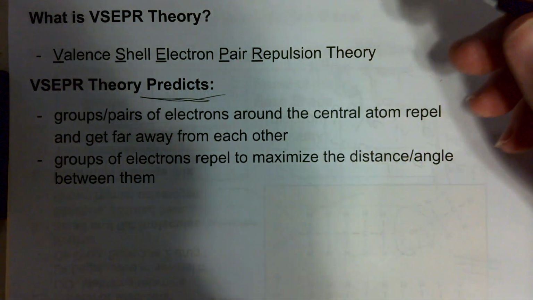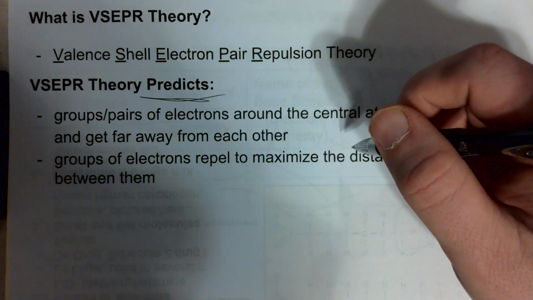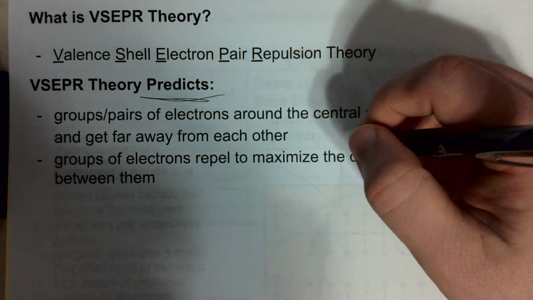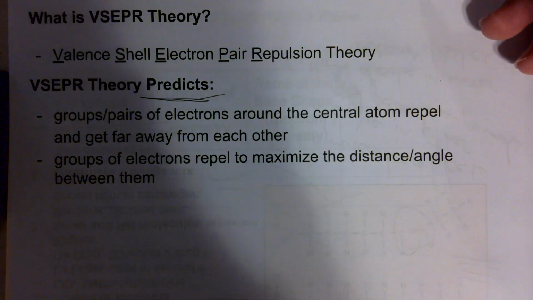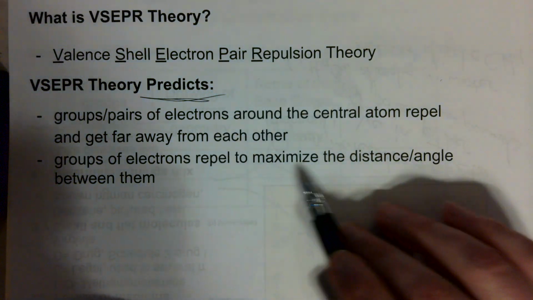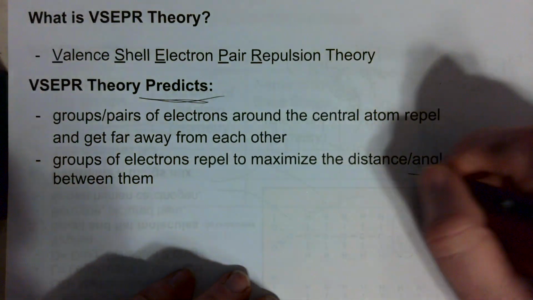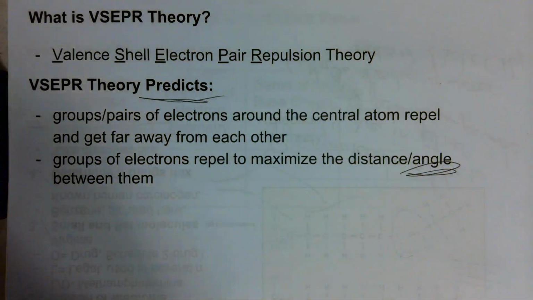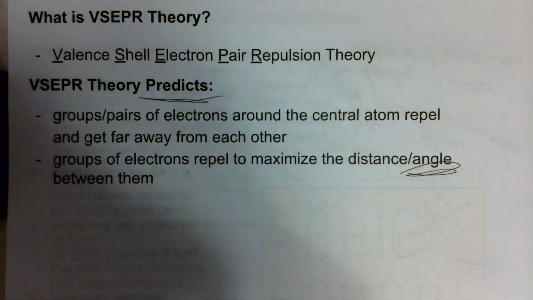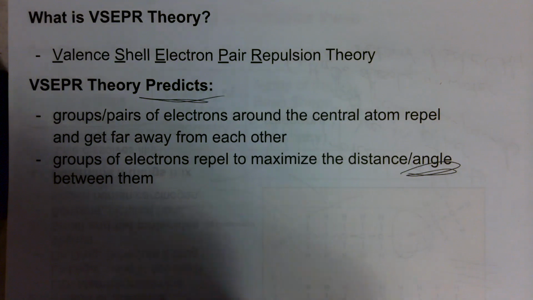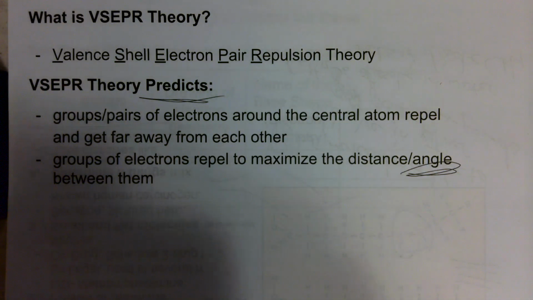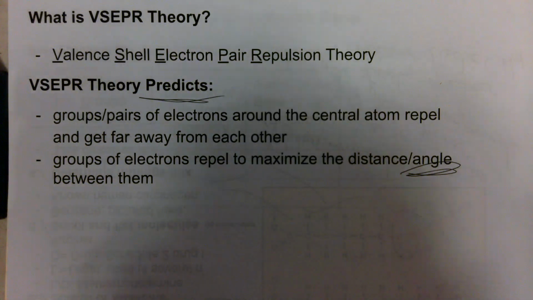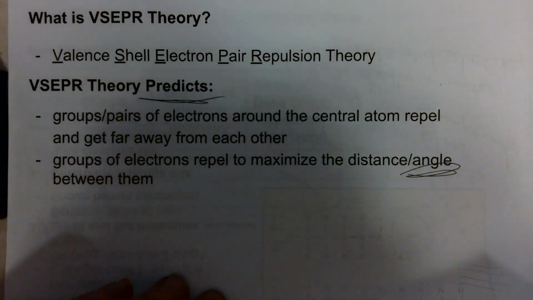These distances are so common and so predictable that we actually have bond angles, and it's going to affect how something reacts or not. Groups of electrons repel to maximize the amount of distance and angle between them. We're going to be able to see the theoretical angle between those bonds that we formed for methane, for water, off of that central atom. That's what we're going with this.